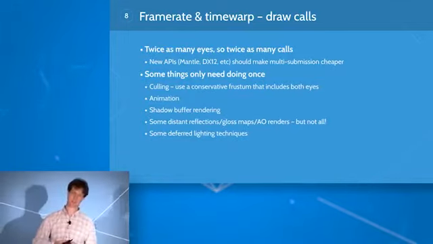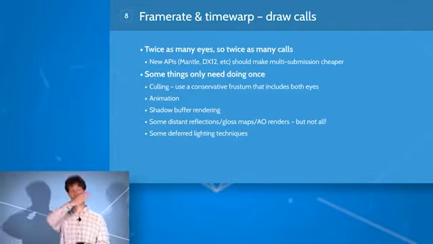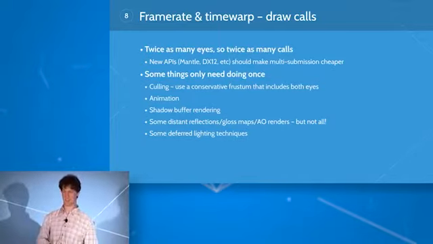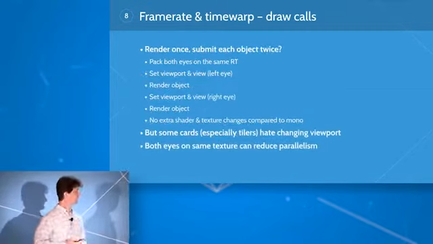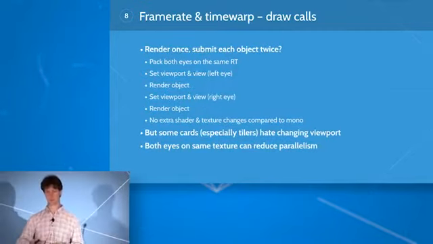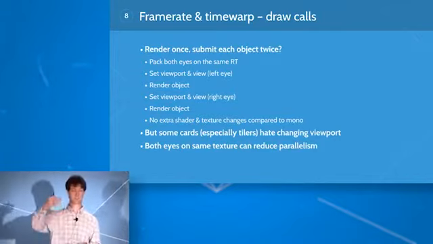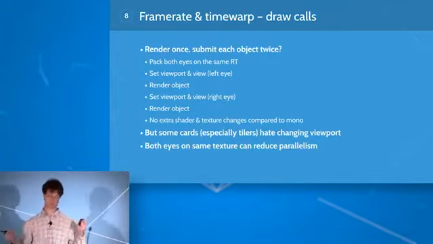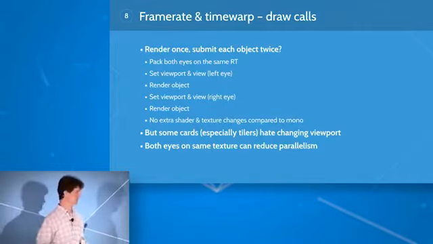You can do a little bit of culling, stuff one eye can see that the other can't, simply because my right eye can't look left very far because my nose gets in the way. But unfortunately, that doesn't help all that much. Some things only need doing once. You only need to render your shadow buffers once. You only need to render more distant reflections once. You can get away with that. Close-in reflections, you don't have to do twice. And some of the deferred lighting techniques, obviously, you only do once.